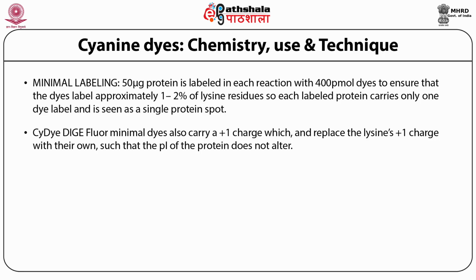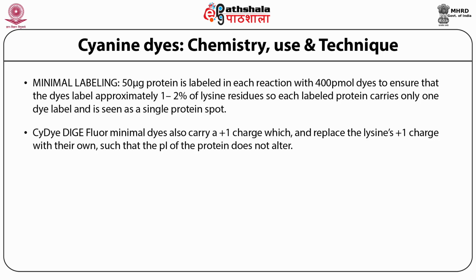For example, you could have a cyanine 2 label that is used for labeling controls, a cyanine 3 label used for the experimental group such as the cancer, and the cyanine 5 that could be used as an internal standard, which would be labeling an equal amount of protein from all the samples in that particular experiment.